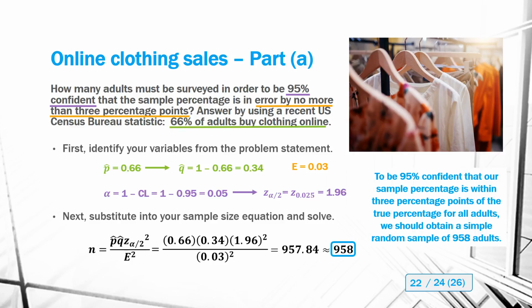This then is our sample size. And what this means is to be 95% confident that our sample percentage is within 3 percentage points of the true percentage for all adults, we should obtain a simple random sample of 958 adults.